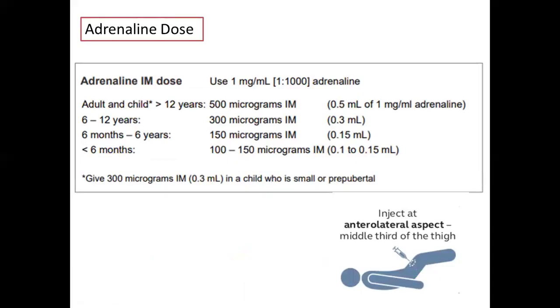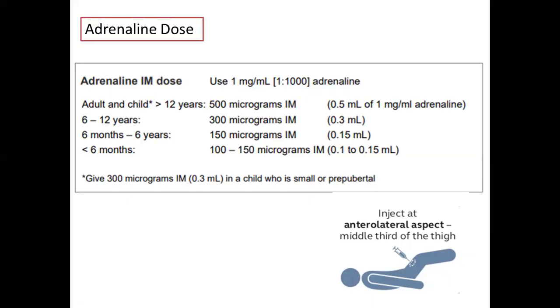So what are the doses of adrenaline we are going to give for anaphylaxis? The adult dose is 0.5 ml, 1 in 1,000, anterolateral thigh. You can give that every 10 minutes. First one, then after 10 minutes the second one, and after the second one, wait for 10 minutes.